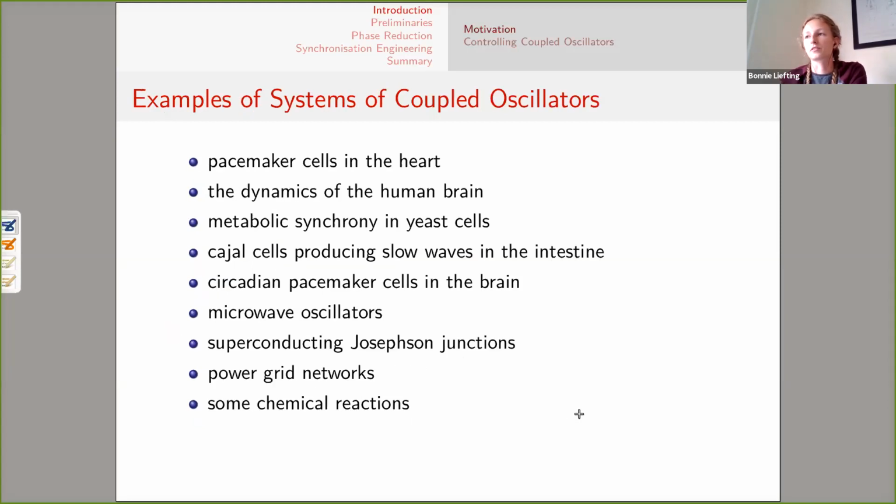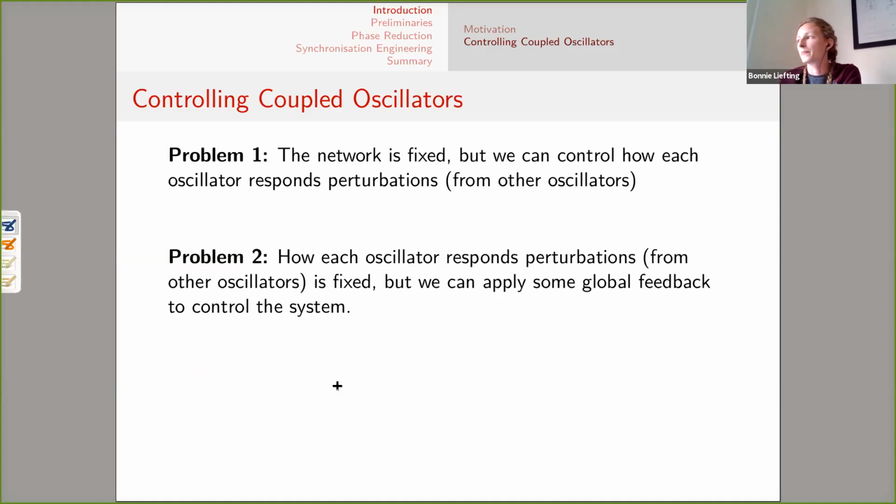So there's a lot of different systems you can consider as coupled oscillators. So these are things like pacemaker cells in the heart or metabolic cells, or also things like power grid networks, which Song Yu was talking about before. Then all of these, they can be more or less divided into two types of coupled oscillator systems.